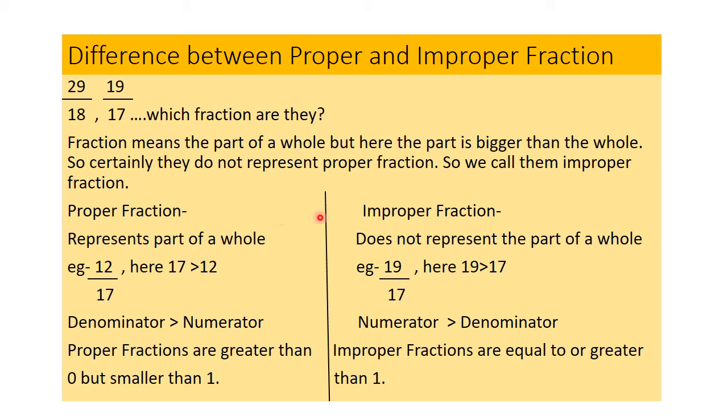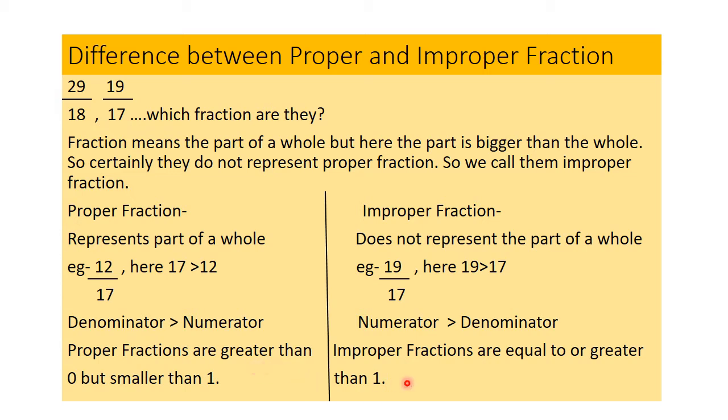Now let us see some differences between proper and improper fractions. A proper fraction represents part of a whole, okay, and an improper fraction does not represent the part of a whole. What is the example of a proper fraction? It is 12 by 17. Here 17, which is the denominator, is greater than the numerator. That means the numerator is smaller than the denominator. And what is the example of an improper fraction? We can see that 19 upon 17. Here 19, which is the numerator, is greater than 17, the denominator, right?